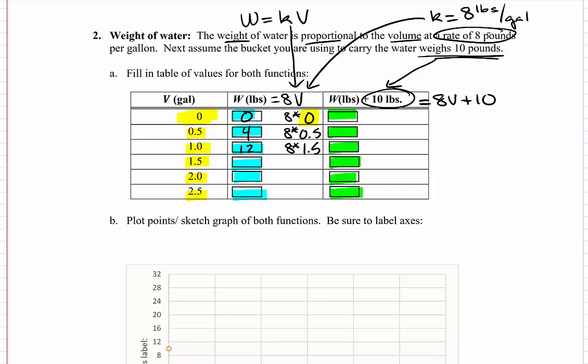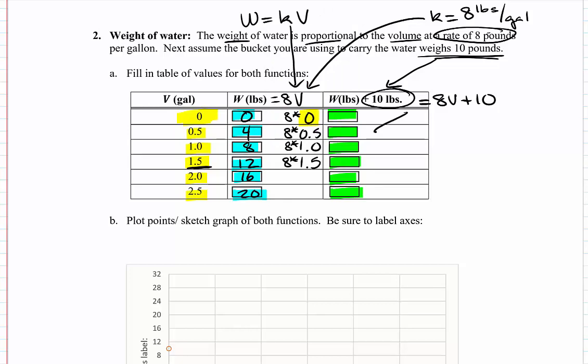Oops, I did the wrong row. That goes here, because this 1.5 is this 1.5. 8 times 1.0 goes here, that'll give us 8. And you get the last two values in the same way.